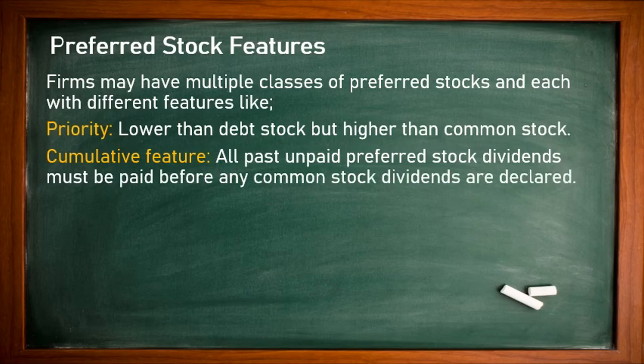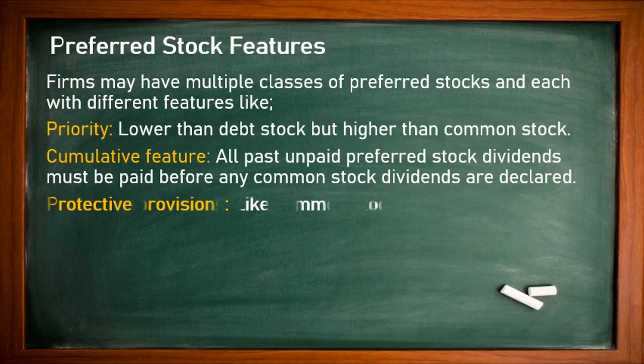Cumulative feature: all past unpaid preferred stock dividends must be paid before any common stock dividends are declared. The meaning is that if in previous years the company was unable to pay any preferred stock dividend, and now they are going to declare a payment, they cannot pay only this year's dividend to the owners. First they have to pay all dividends from the past years to the preferred stockholders, then whatever balance profit is there, they will share with the equity holders.